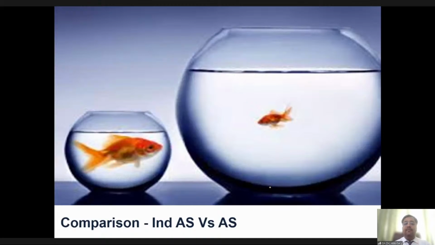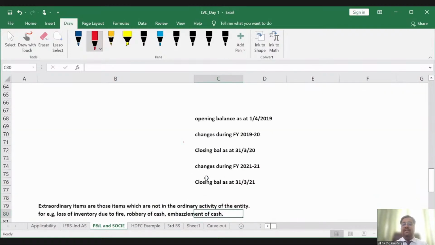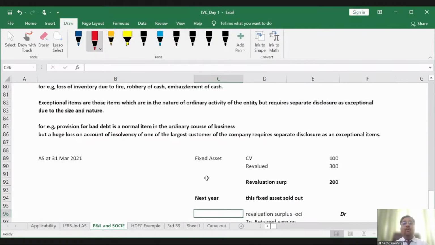Manini is asking, sir, which OCI example item will not be reclassified to P&L. Manini, there is an example of revaluation surplus, right? Revaluation surplus as per Ind AS 16 is an example where it will not be reclassified to P&L upon disposal. If it will not be reclassified to P&L upon disposal, where will it go? It will go directly to the balance sheet. In which item of the balance sheet?